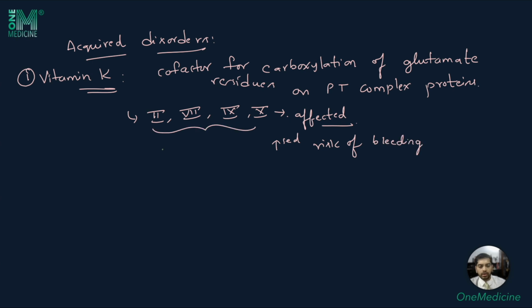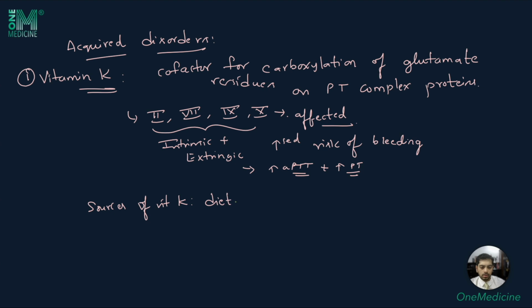Since 2, 7, 9, 10 are involved in both the intrinsic pathway plus the extrinsic pathway, the patient will have an increased activated partial thromboplastin time and increased prothrombin time. So the common sources of vitamin K include dietary sources, that is green leafy vegetables, and a small part of it is produced by the gut microbiota.